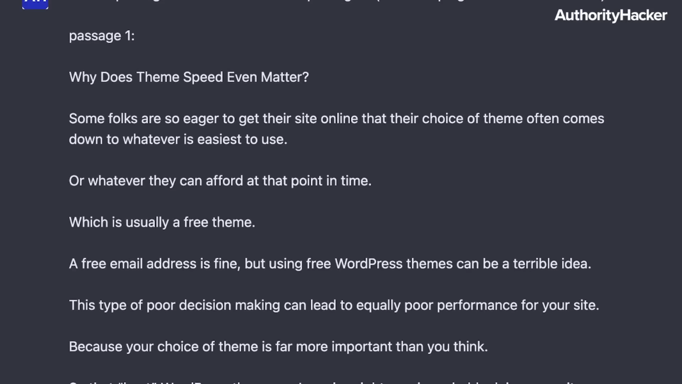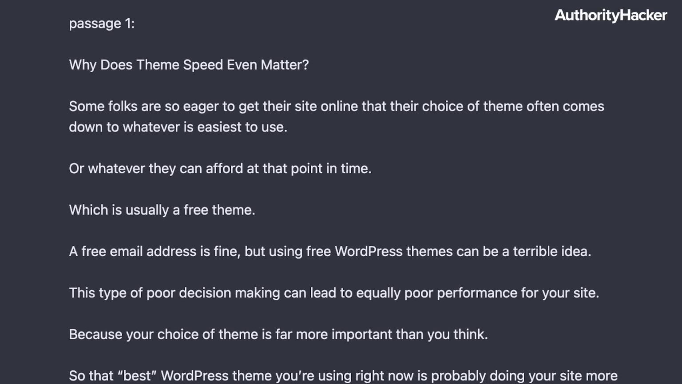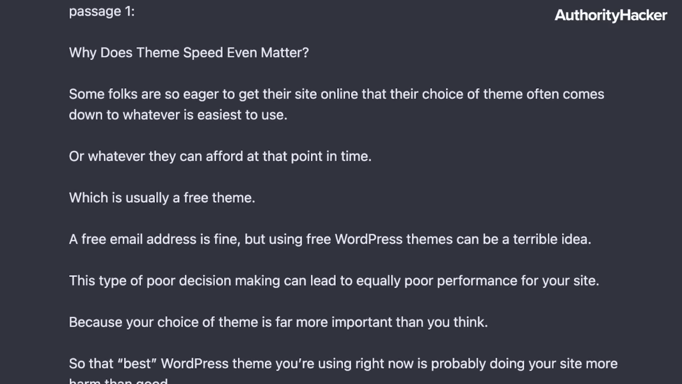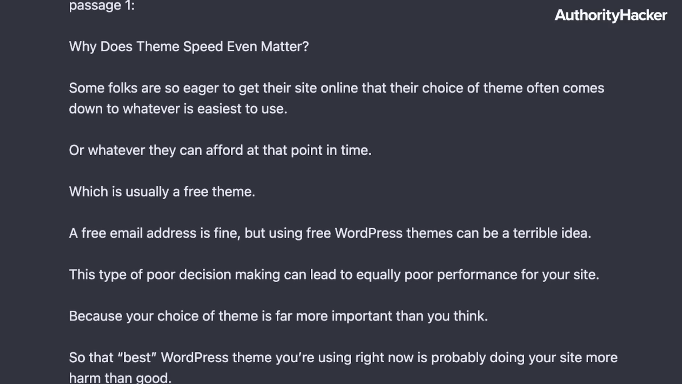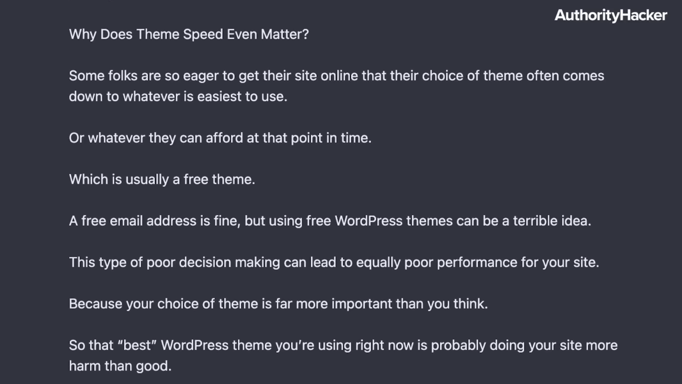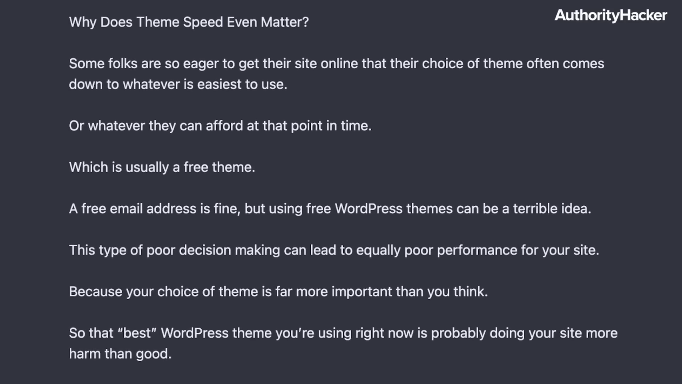So the first one was: why does theme speed even matter? Some folks are so eager to get their site online that their choice of theme often comes down to whatever is easier to use or whatever they can afford at that point in time, which is usually a free theme. A free email address is fine, but using a free WordPress theme can be a terrible idea. This type of poor decision can lead to equally poor performance for the site. So that gives you an idea. These were short sentences, a little bit too chatty, I feel like.